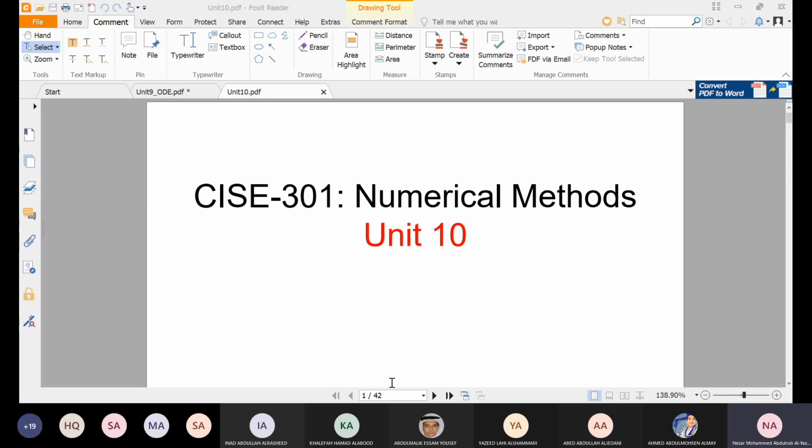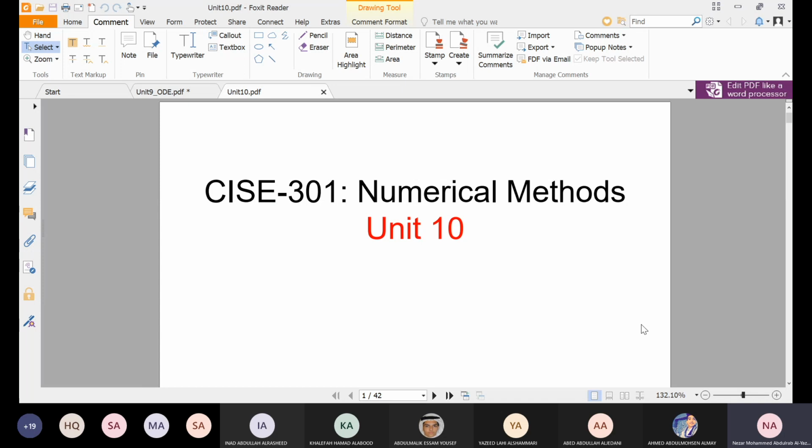Any question? So what we will study here, inshallah, in unit 10 is again the solution for partial derivative problems. Again here we will use the finite divided difference method to solve these partial differential equations. It's similar to what we studied in the boundary problems. It will be boundary problem style.